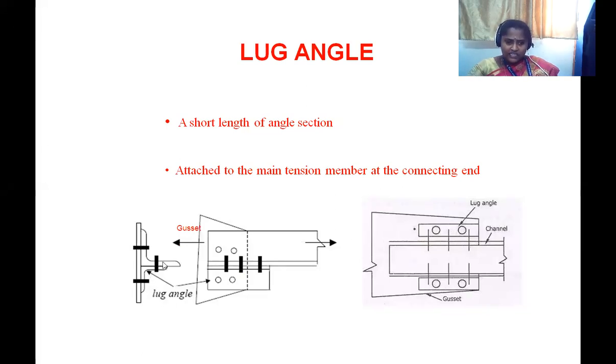One main angle section is connected with the help of a gusset. In addition to that, you are going for an additional smaller angle section that is also connected with the gusset and the angle sections. What is the purpose of that lug angle? Main purpose: whenever we design connections, you have to decide the gusset plate thickness and the gusset plate area required.